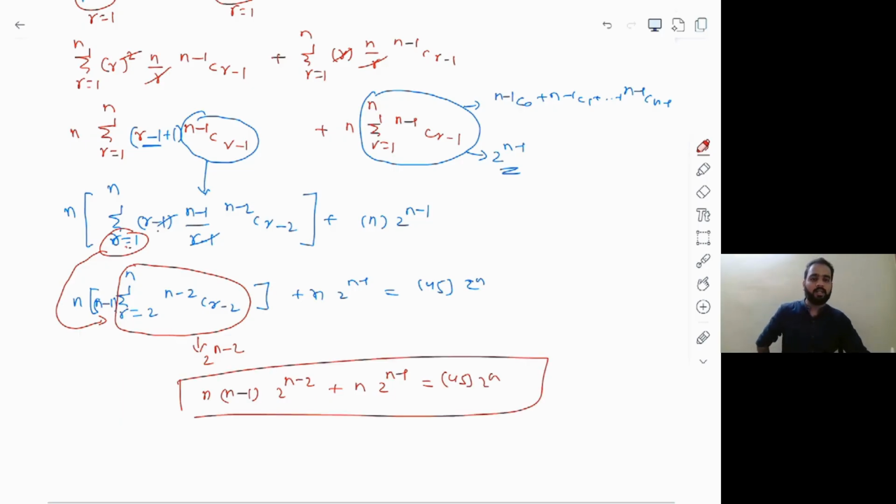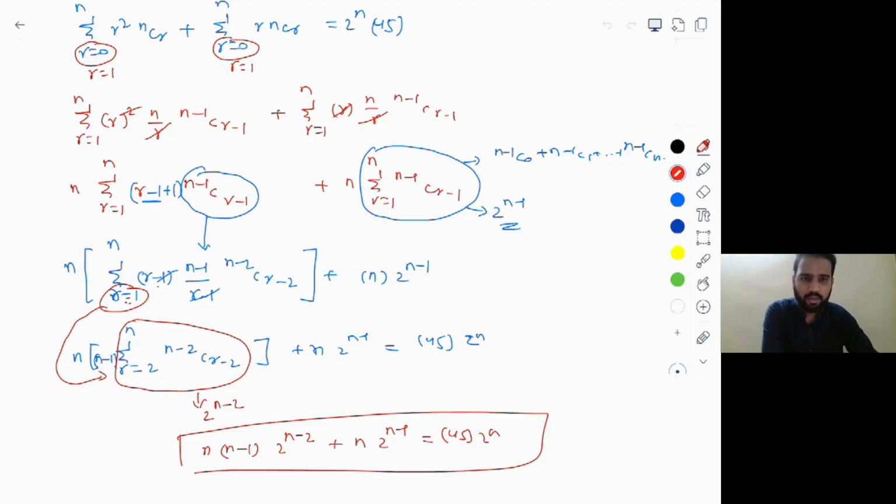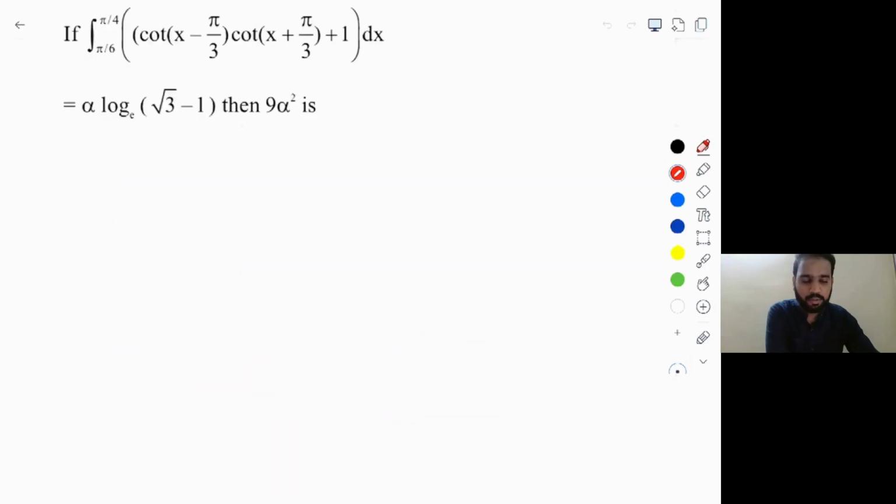Now we have the simplified expression. So once we get the n value here, you can find out whatever they're asking in the question, be it median or anything else, right? So that is the simplification part here. Let's take the next question.